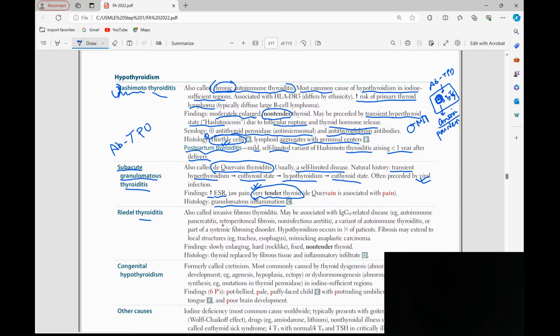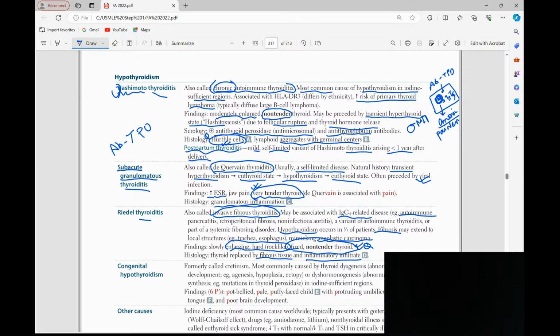In Riedel thyroiditis, it's invasive fibrous thyroiditis. It has IgG4, it's autoimmune, whatever it is. And then there might be hypothyroidism, which will be long-standing, and it may go to anaplastic carcinoma. And this is important: a hard, rock-like, fixed, non-tender thyroid. We might get confused with carcinoma. So that's it. It replaces the gland with fibrous tissue and inflammatory infiltrate.